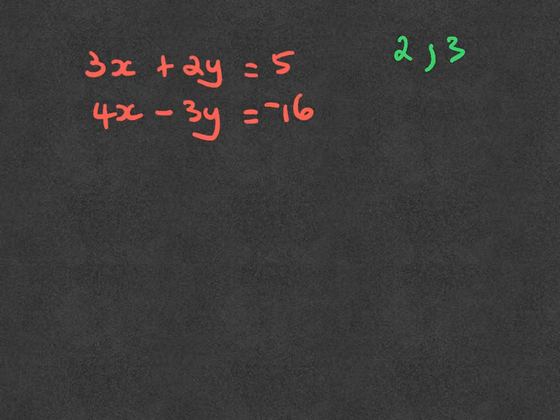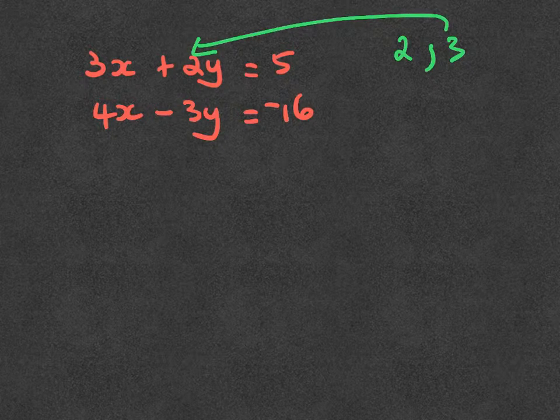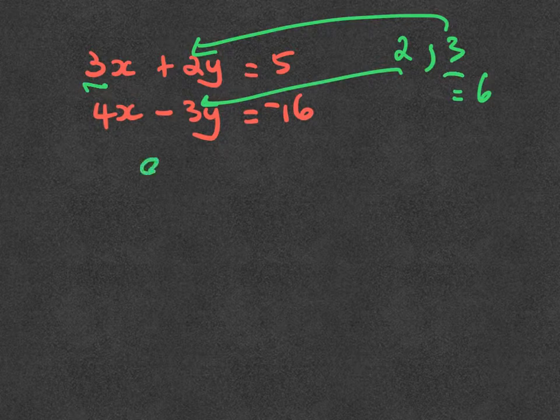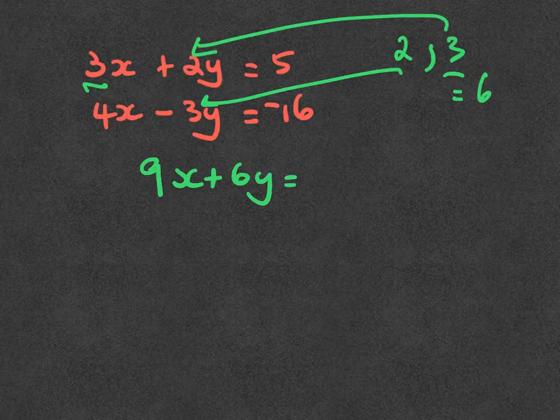So in this case, if we multiplied 3 by 2 and 2 by 3, we would end up with 6. So that's what we'll do, but we need to do it to both sides. So we need to do it for the 3. It would be 3 times this 3 by this 3. So it'd be 9x plus 6y equals 15.